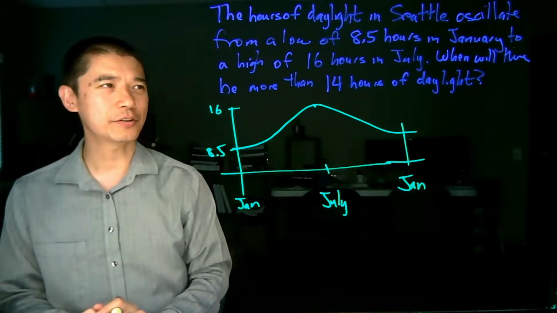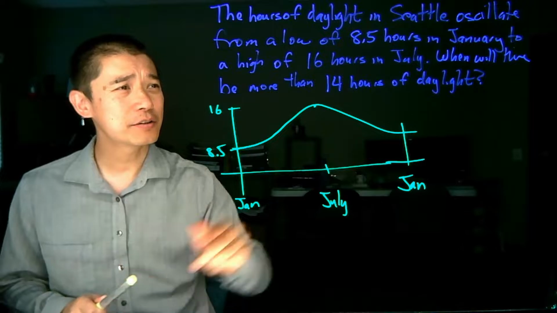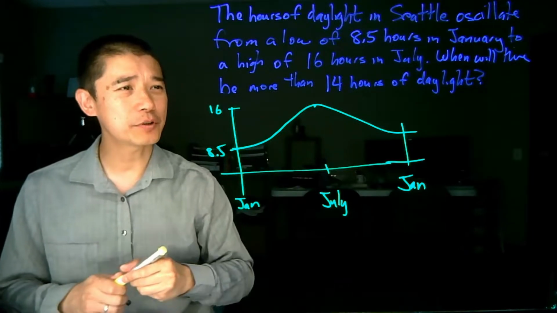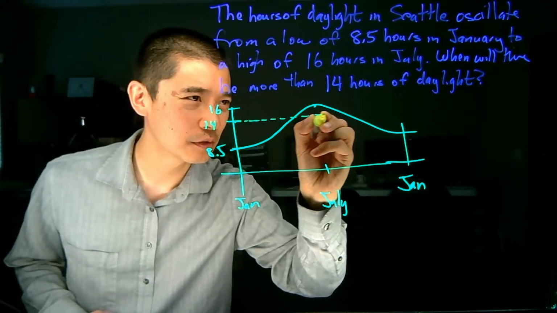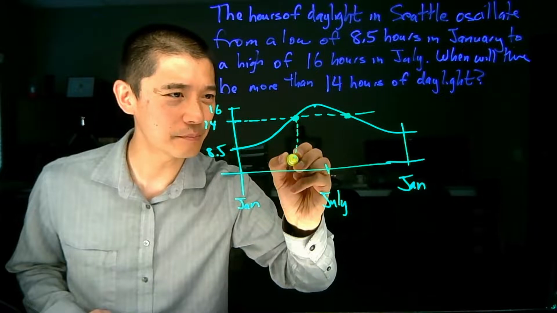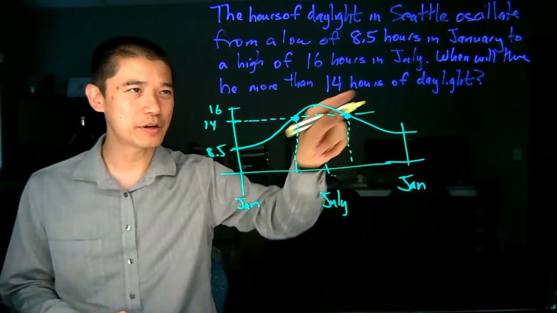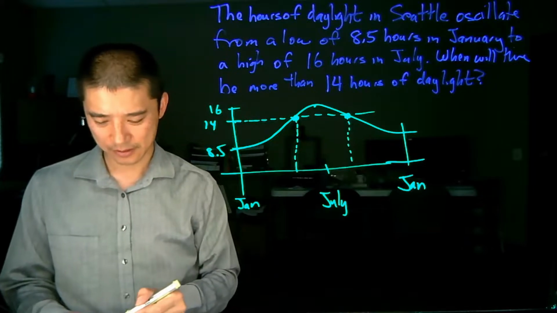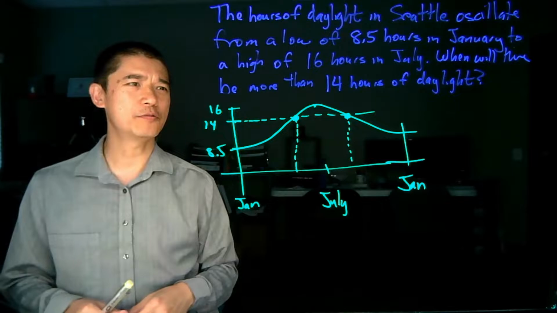So here's our picture. What's the problem asking of us? Well, it's asking us, when will there be more than 14 hours of daylight? So 14 is around here. We are interested in this date and this date because that marks the beginning and the end of when there will be at least 14 hours of daylight. And so this is our setup, and here's our picture. What do we need to do from here?